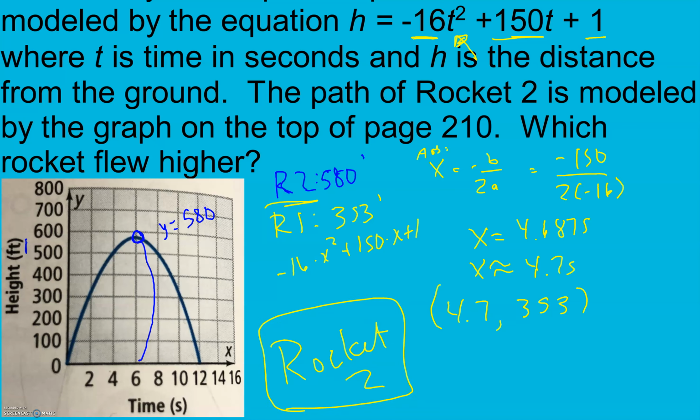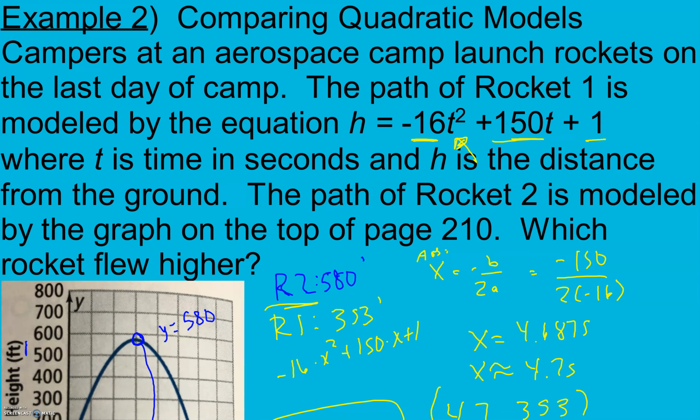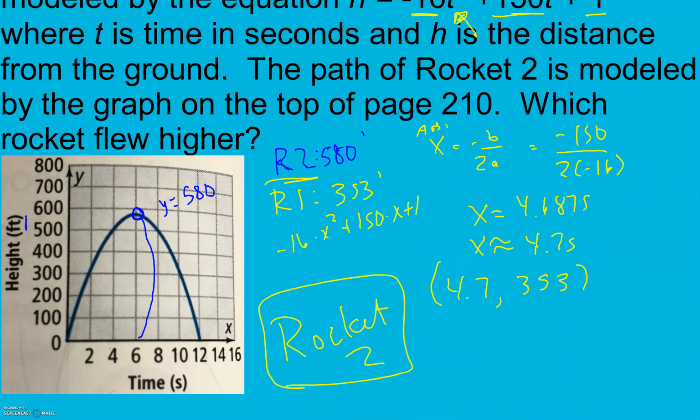Now, feel free to pause and give this a try if you'd like. And we're looking for which rocket stayed in the air longer. So, which one stayed in the air longer? Here we already have a bunch of information, so I'm going to flip back so we can look at this. Our graph here tells us that rocket 2 stayed in the air 12 seconds. Started at 0, went to 12.